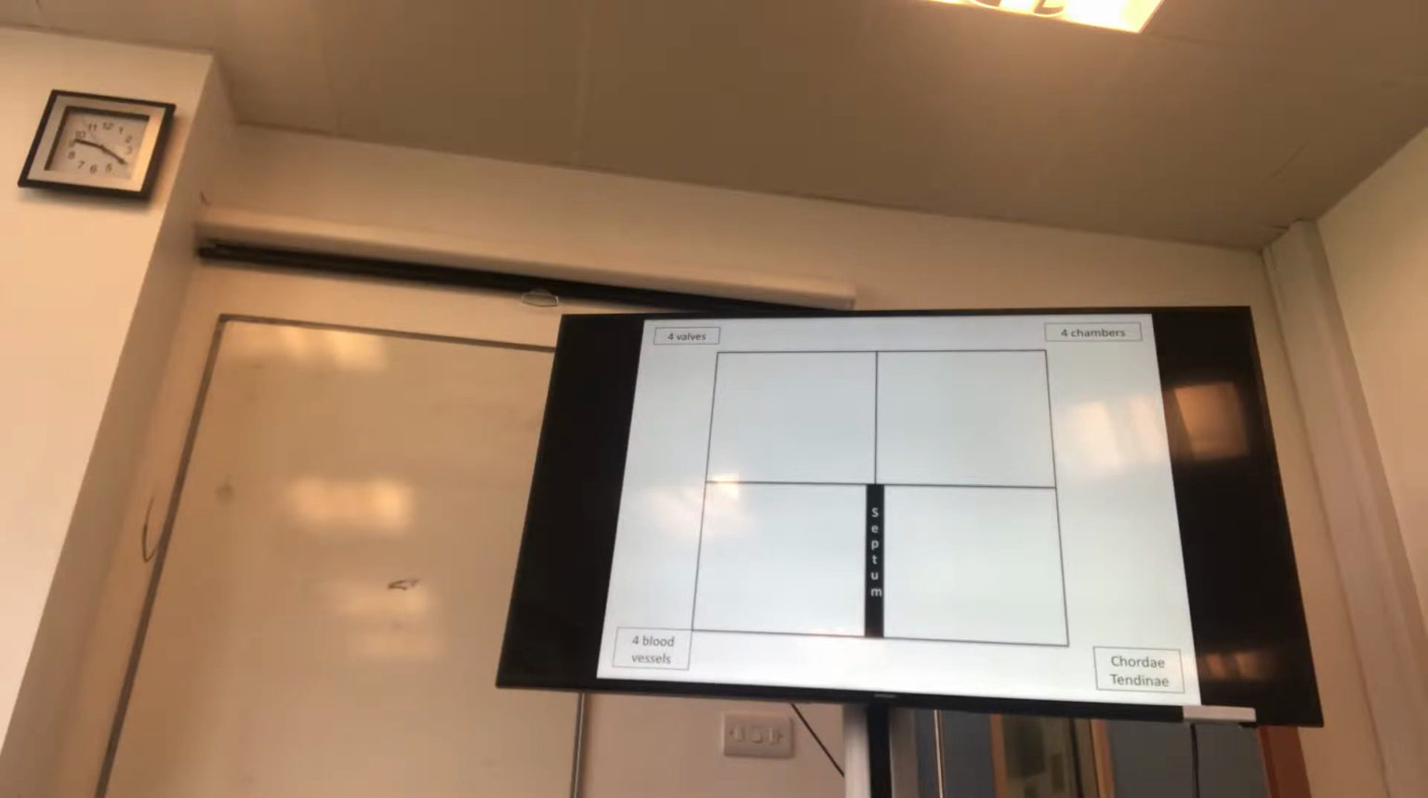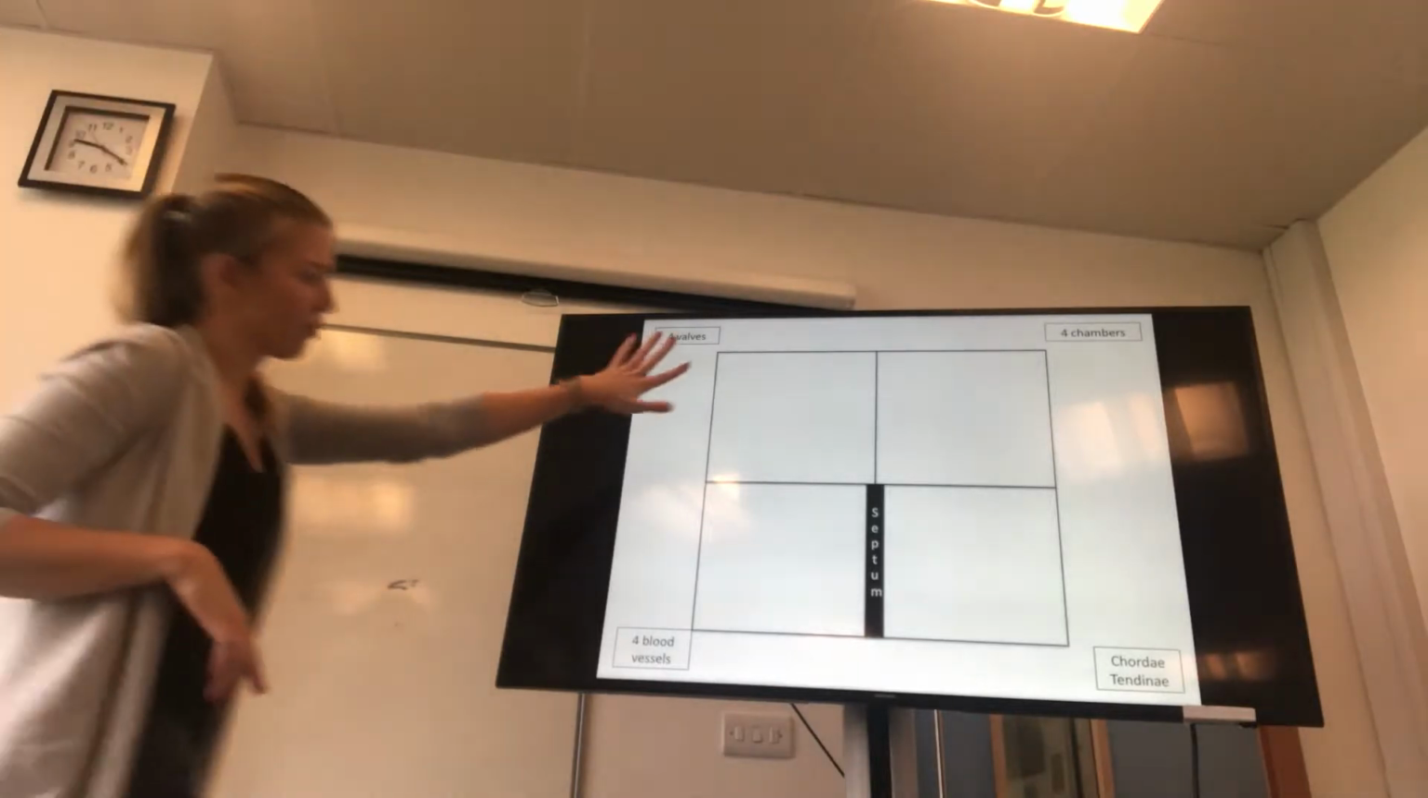So if I get you just to draw a square, and first just label the chambers, and then I'll help you draw it. Wait, so the right atrium would be the top one? Yeah, and the right ventricle, the bottom one. So A comes before V, so atriums, ventricles.